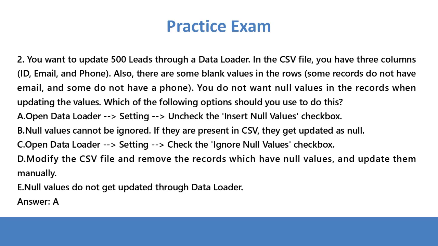2. You want to update 500 leads through a data loader. In the CSV file, you have 3 columns: ID, email, and phone. Also, there are some blank values in the rows. Some records do not have email, and some do not have a phone. You do not want null values in the records when updating the values. Which of the following options should you use to do this?